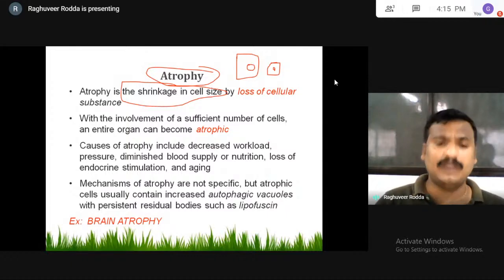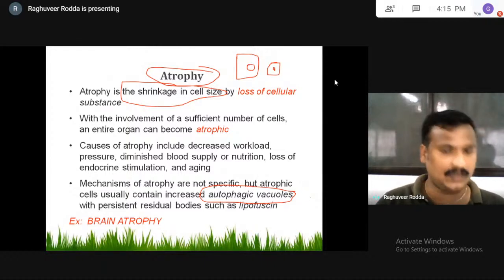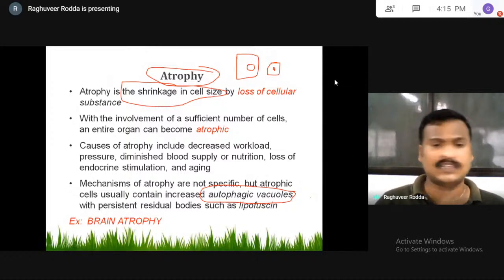Okay, and what is the mechanism? The mechanisms are not very specific, but during the atrophic condition the cellular content is reduced, and sometimes the intracellular portions show the presence of autophagic vacuoles. Autophagic vacuoles are generally observed, along with phagocytosed vesicles, the lipofuscin granules, which appear in the form of globules containing lipid structures.